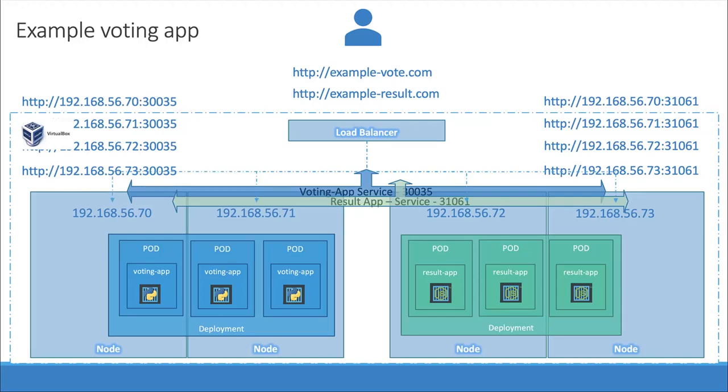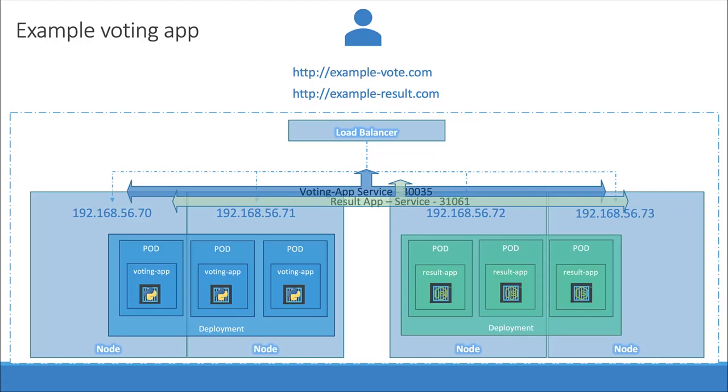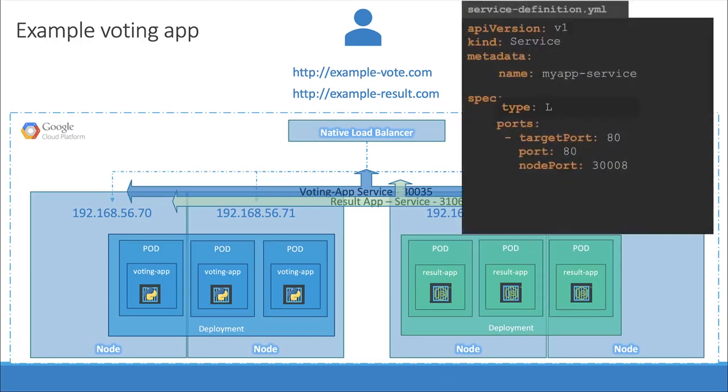Now, setting up all of that external load balancing and then maintaining and managing it can be a tedious task. However, if we were on a supported cloud platform like Google Cloud or AWS or Azure, I could leverage the native load balancer of that cloud platform. Kubernetes has support for integrating with the native load balancers of certain cloud providers and configuring that for us. So all you need to do is set the service type for the front-end services to LoadBalancer instead of NodePort.